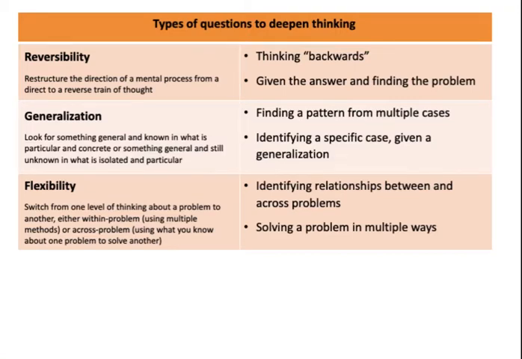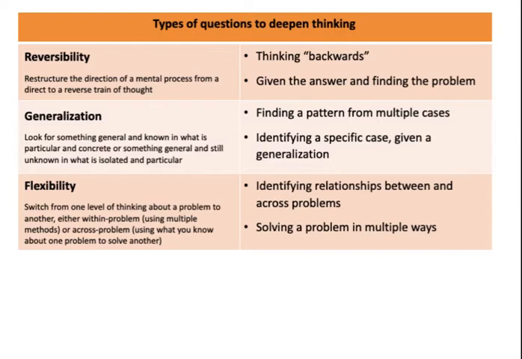So the RGF framework is made up of 3 different categories that teachers can use to make these closed-ended tasks more open-ended. The first one to take a look at is reversibility. They restructure the direction of a mental process from a direct to a reverse train of thought. So it's like thinking backwards. We'll look at a couple examples in a moment. They can be given the answer and they have to find the problem.